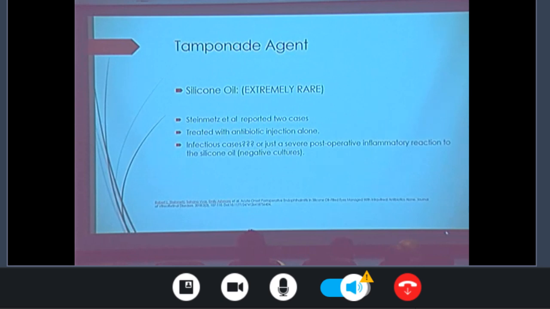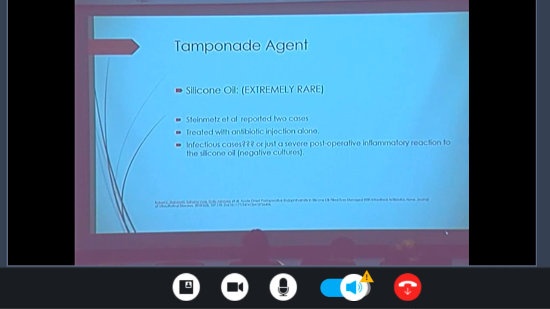It is extremely rare, as we saw in the Pan American Collaborative Retina Study. They reported 0 cases. But there have been some described in the literature. I'm going to mention 4 of them, the only 4 that have been described. So there was one by Steinmetz and collaborators. They reported 2 cases, and they managed it in a novel way. Instead of removing the silicone oil, they decided just to inject antibiotics into these eyes. And they resolved very quickly and very well.